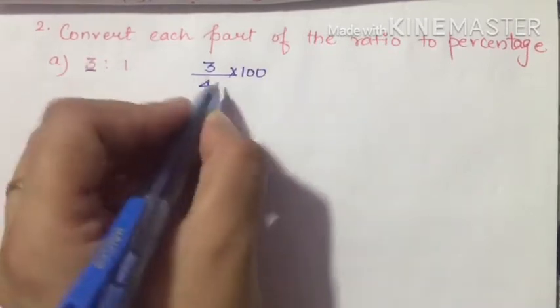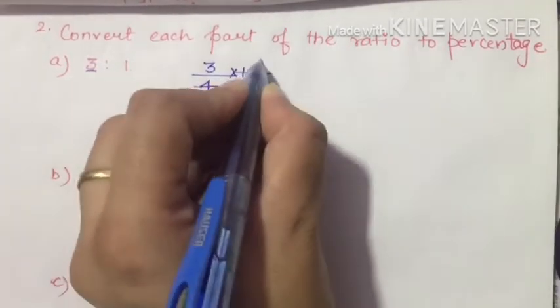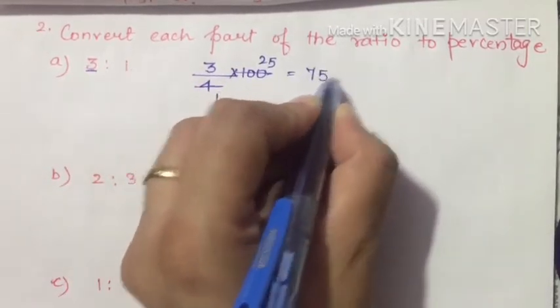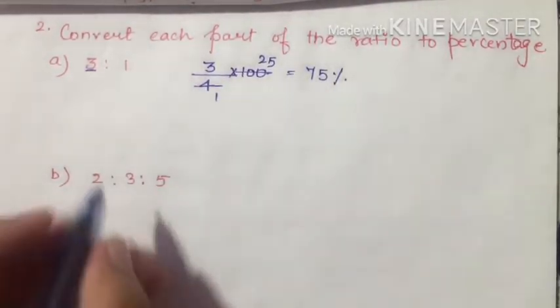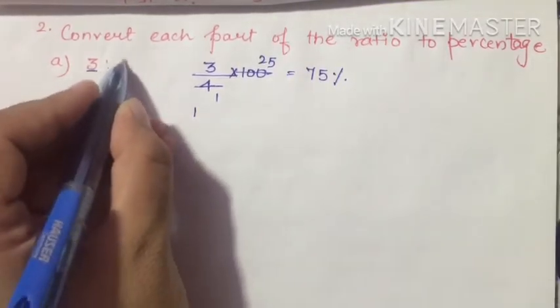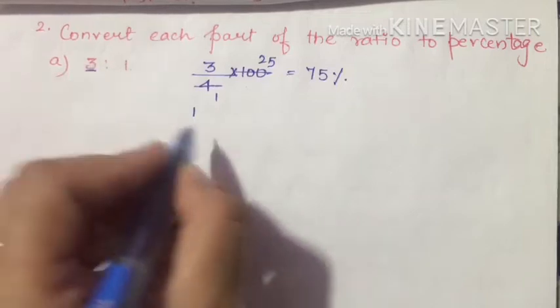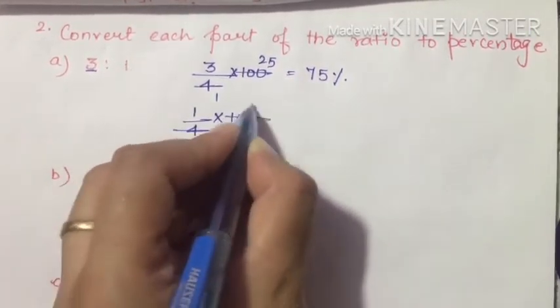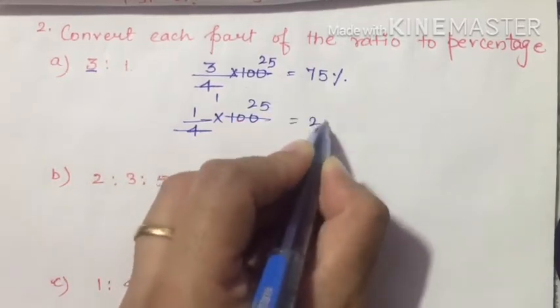This is the ratio of 3. If you want to cut, you can cut by the table of 4. 25 multiply by 3, it will be 75%. Now I want to do the same for 1. This 1 will become our numerator and the total will become our denominator, multiply by 100. Same, I will cut, it will be 25%.